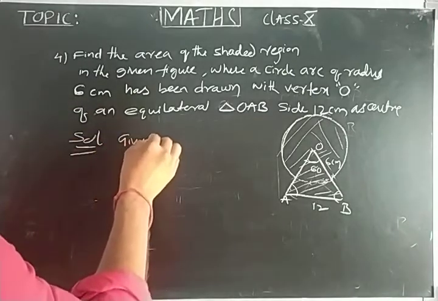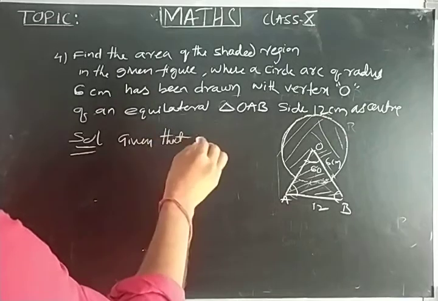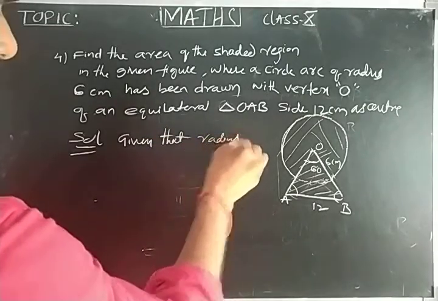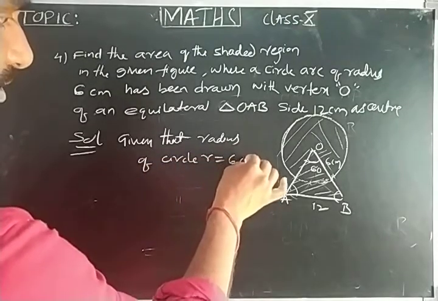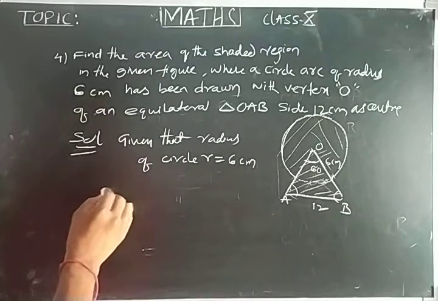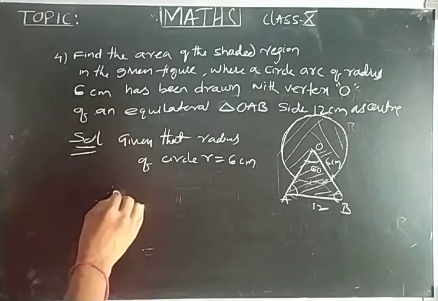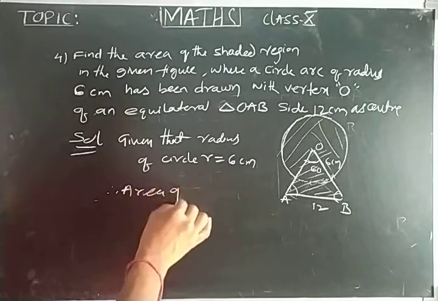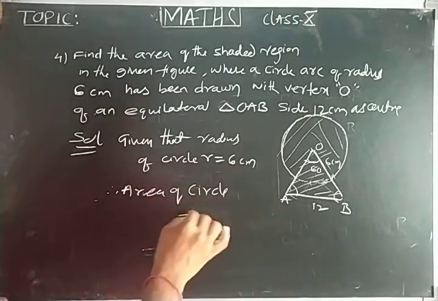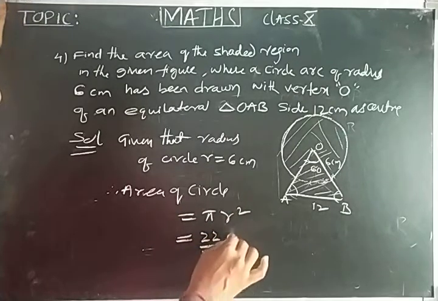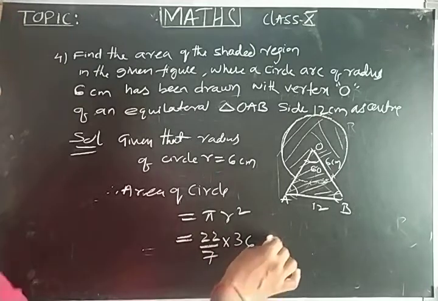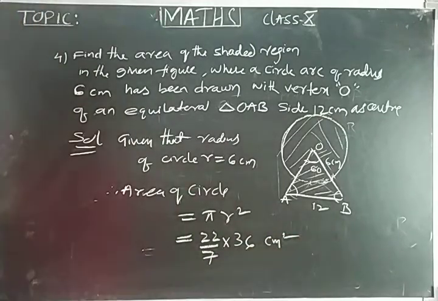Given that radius of circle R is equal to 6 centimeters. Now here only I will find the area of circle. Therefore area of circle is pi r square, 22 by 7 into 36 centimeter square. Why? Because R is 6, 6 into 6 is 36. This is the area of the circle.